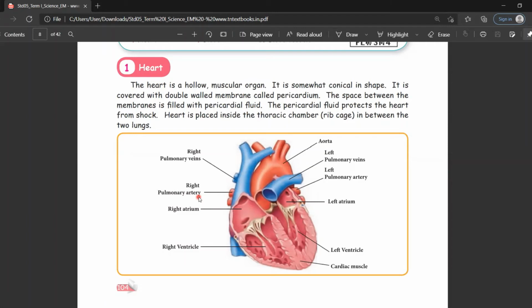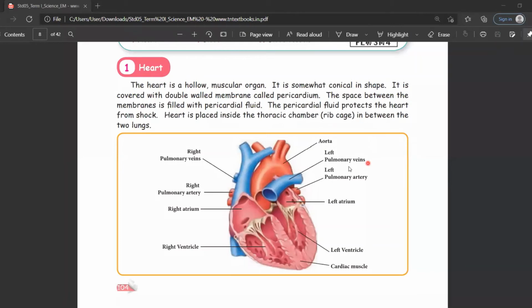Okay children, artery usually carries oxygenated blood. This pulmonary artery carries deoxygenated blood to the lungs. Usually veins carry deoxygenated blood, but this pulmonary vein carries oxygenated blood to the heart. Is that clear? Veins always carry deoxygenated blood, but this pulmonary vein carries oxygenated blood to the heart. Okay children, this is the difference.